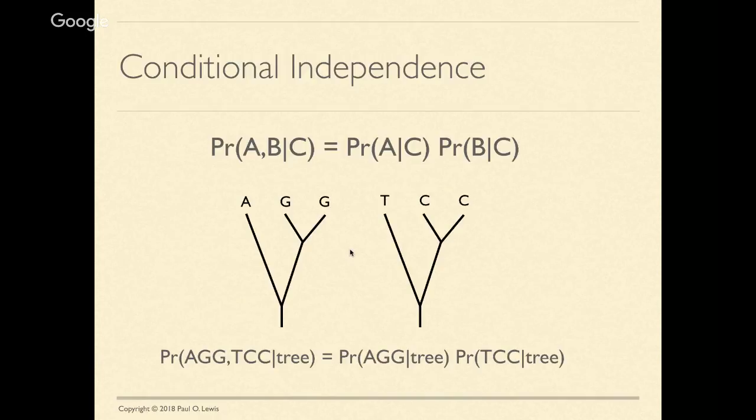Conditional independence means that 2 events are independent of each other, but each is dependent on some third event. For example, these 2 patterns, pattern AGG and TCC, are independent of each other, but each is dependent on the tree topology and the edge lengths in that tree topology. We can thus obtain the joint probability of the 2 patterns by multiplying the individual probabilities of each pattern, but all the probabilities involved are conditional upon the tree. So that's what we mean by conditional independence.